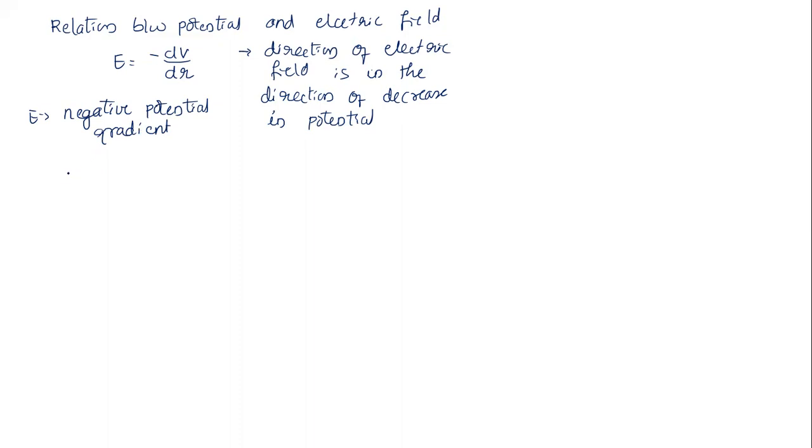So can we write it like this? dV is equal to minus E into dr, where this is a vector, this is a vector. As we know, the potential is a scalar quantity, so these two must be vectors, and there must be a dot product. Now, to find the potential V, integrating on both sides from A to B, it becomes VB minus VA equal to minus integration from A to B of E dot dr.